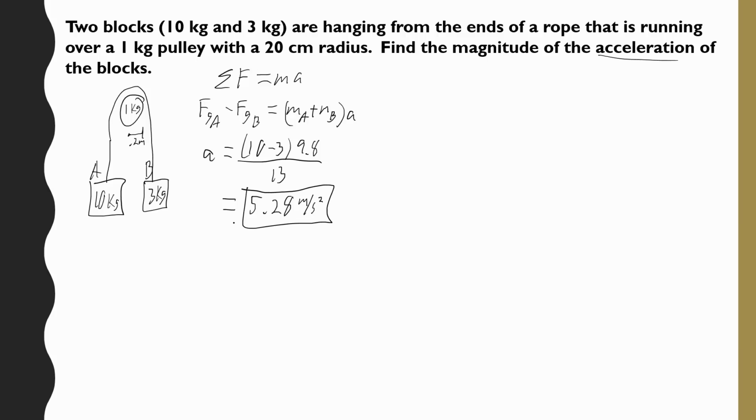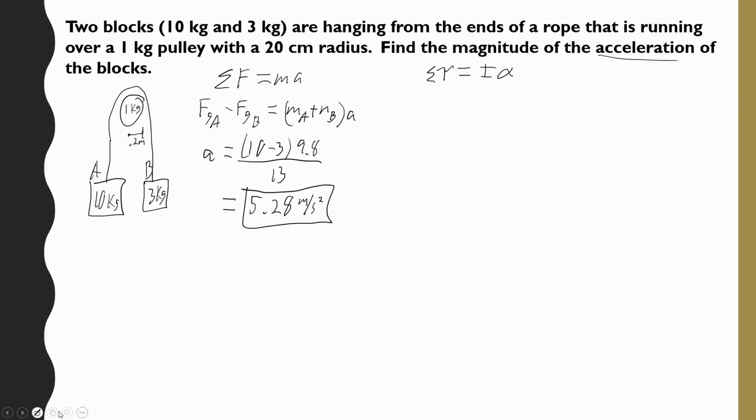Okay, now if we want to factor in the pulley and the rotational inertia, we can't just use F equals ma because this thing is rotating. So how do we exactly factor in the mass of a rotating system? So we have to use torque equals I alpha, and we're going to use sum of the torques equals I alpha. And since this is a pulley, we're going to assume it's a disk.